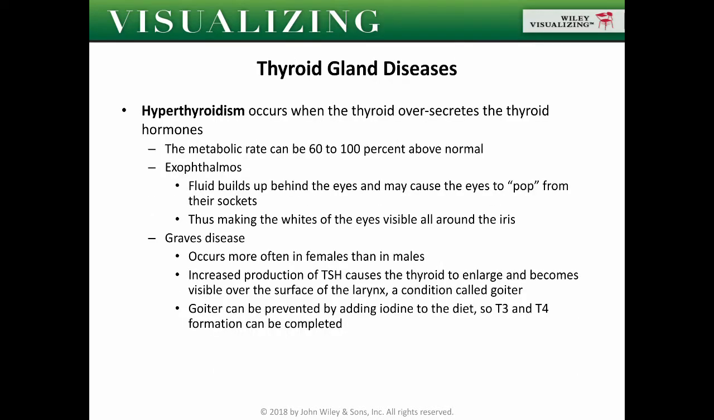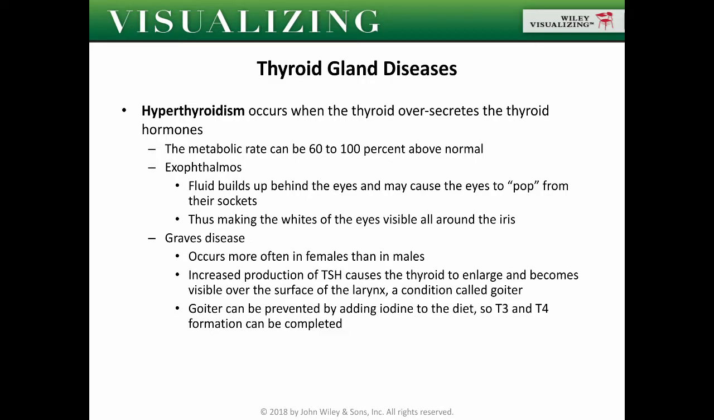So how about hyperthyroidism? Hyperthyroidism occurs when the thyroid oversecretes the thyroid hormone. So hyper is over the top. The metabolic rate can be 60 to 100% above normal. An example of that is exophthalmos, where there is a fluid build up behind the eyes that may cause the eyes to pop from their sockets.